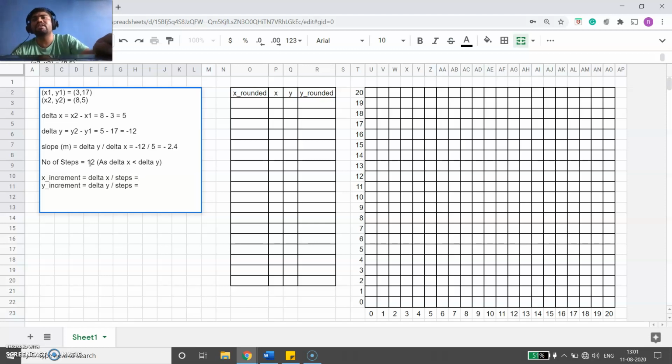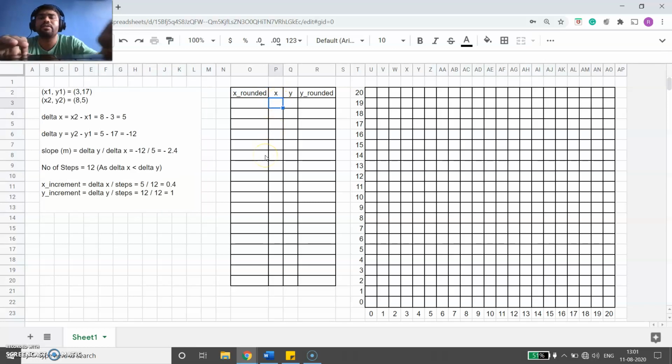Now if we look at the increments, it will be delta x, that is 5, divided by the steps, which is 12. So 5 divided by 12 is how much? 12 fours are 48, so we can say 0.4, almost close to 5. And for y, it is 12 divided by 12, which is equivalent to 1. So let's get started. We'll start from 3 and 17.